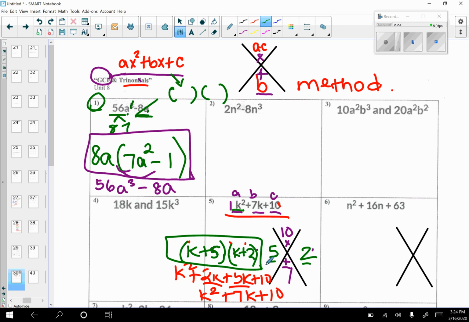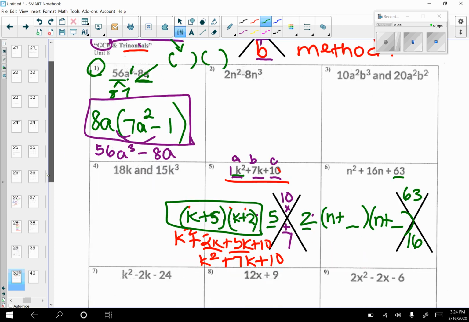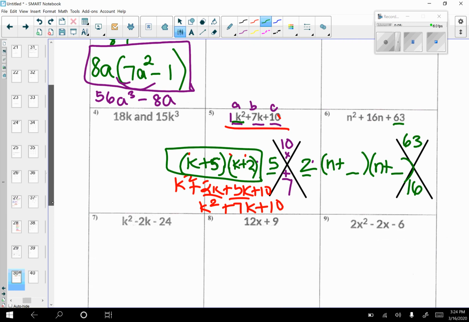Okay, so I'm actually going to have you try 6, but I do want to help you set it up. You're going to find two numbers that multiply to 63 and add to 16, and write them in the form n plus blank times n plus blank. Okay, now we can do that because the GCF there is 1.